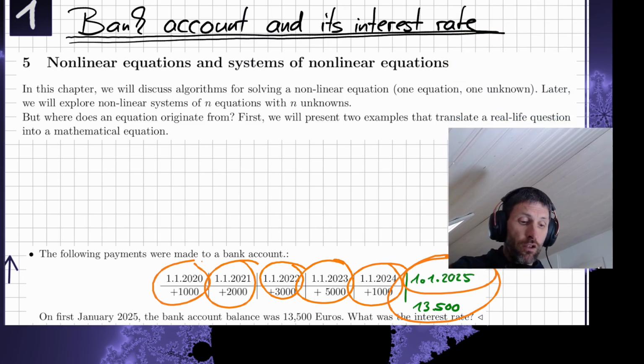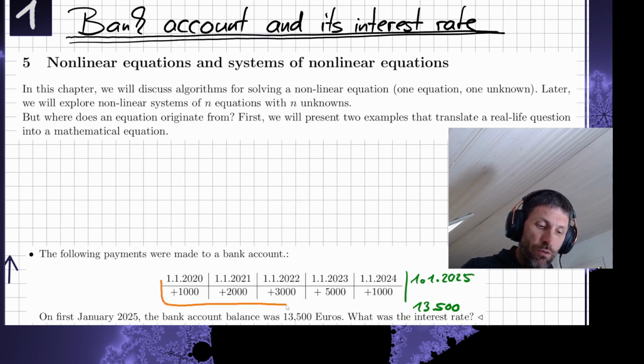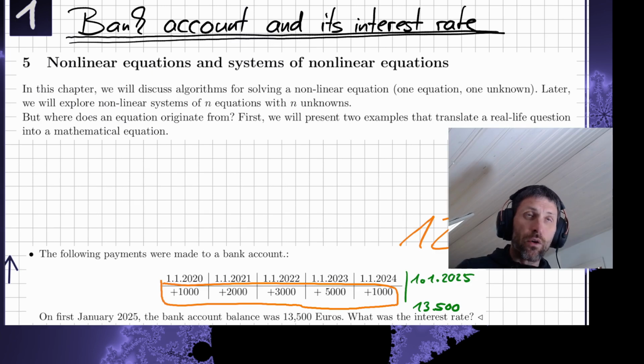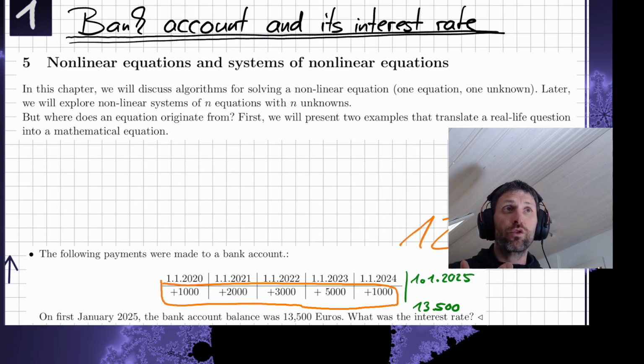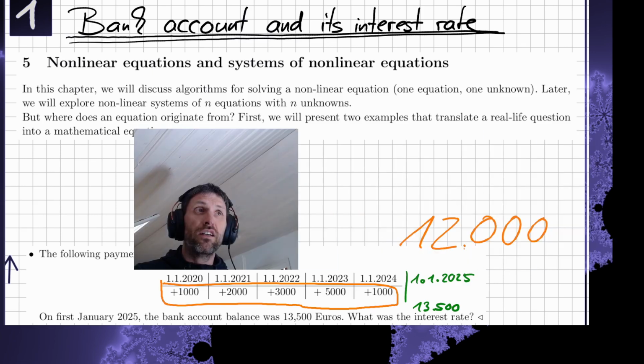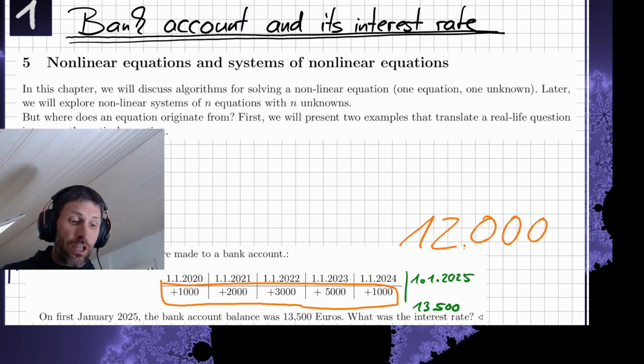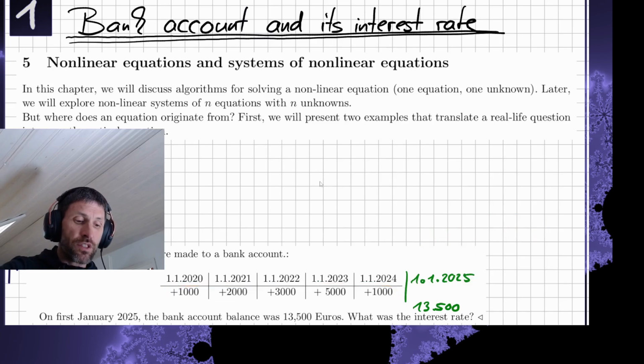And the question is the following: if we add these numbers, 1,000, 2,000, 3,000, 5,000, 1,000, it is 12,000 euro. So without an interest, the bank account would be at 12,000, but it's at 13,500, so there was some interest rate. And we want to reconstruct this interest rate from this information. Okay, so how can we find this interest rate?